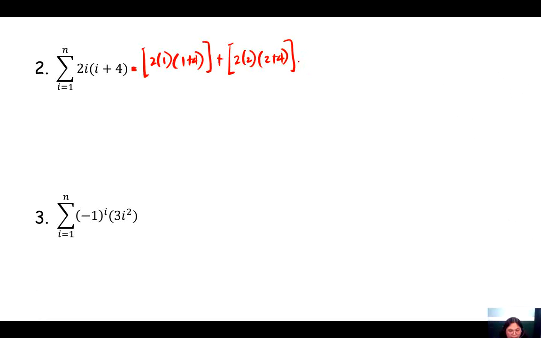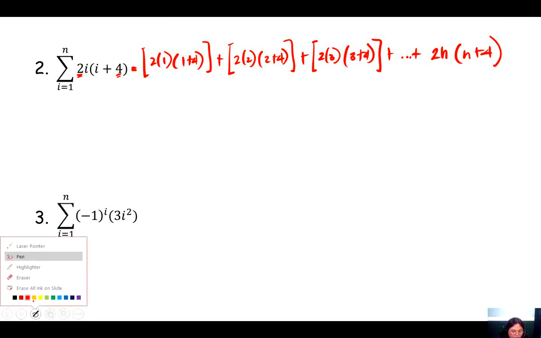The only thing that changes is i. The 2 here and the 4 are constant. Plus 2 times 3, times (3 plus 4), plus ellipsis, plus 2n times (n plus 4).